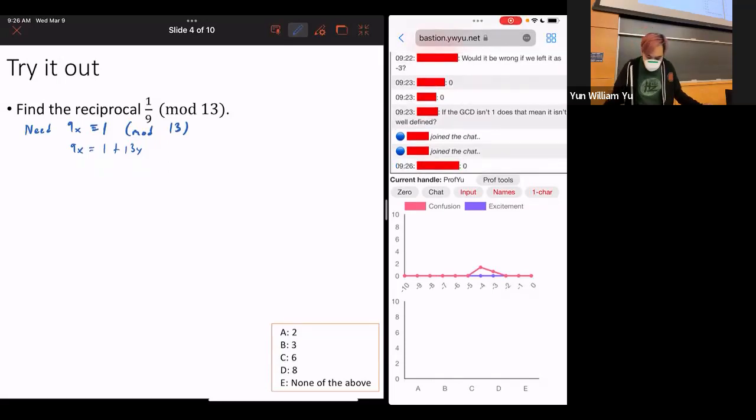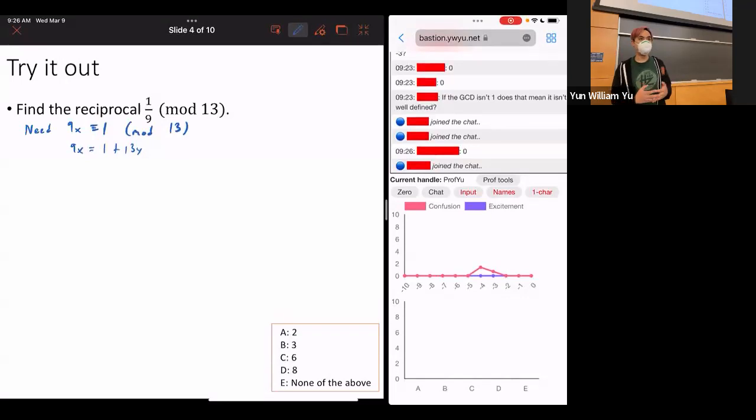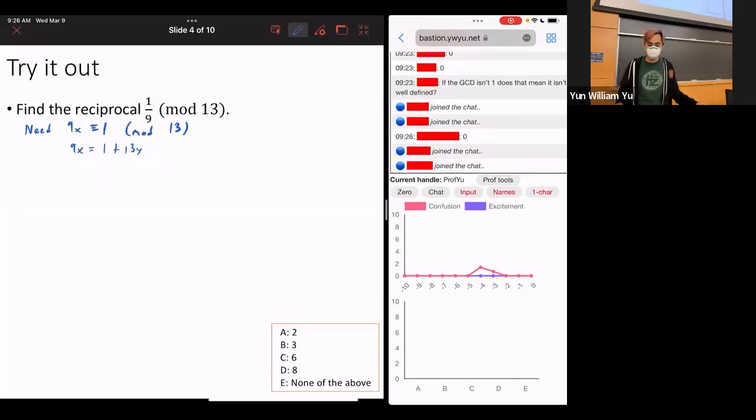Let's see, we got an answer 0. I'm not sure how you got 0. Remember, you can always double check your answer by multiplying it back and seeing if you get the right answer. So whatever answer you get, if you multiply by 9, you should get 1 in mod 13. And 0 times 9 gets you 0 in mod 13, which is not equal to 1.